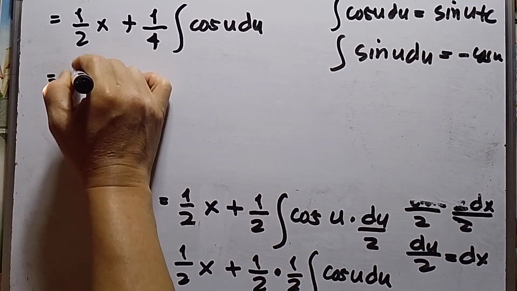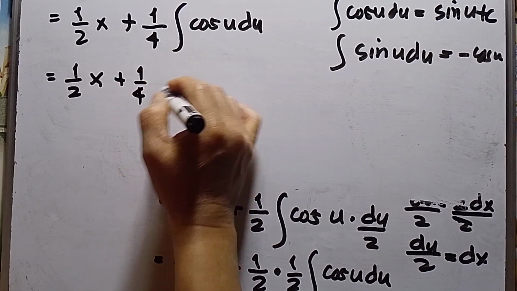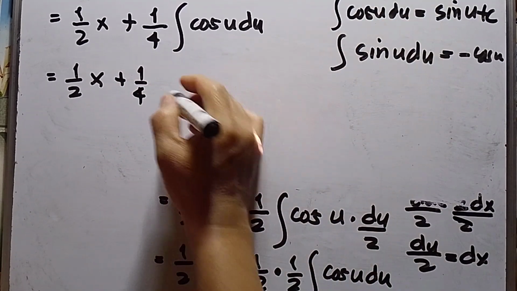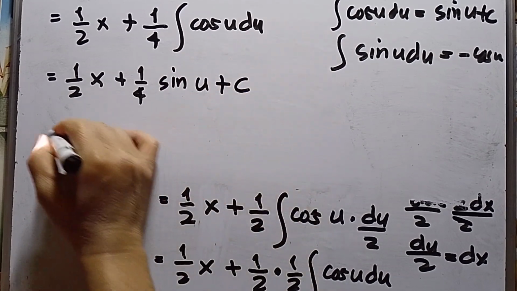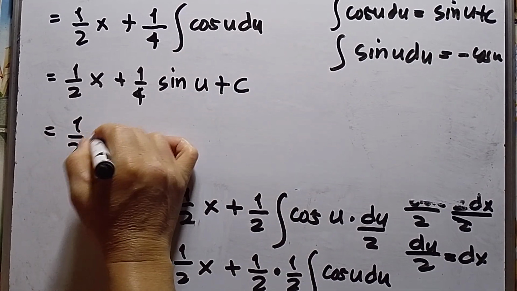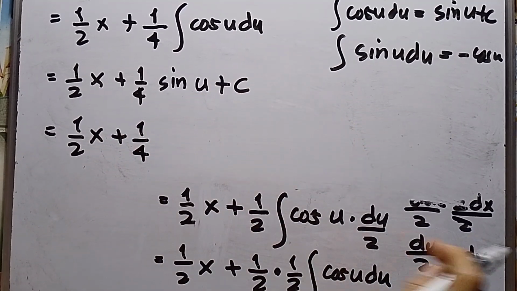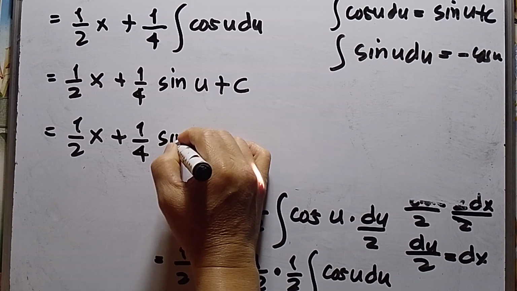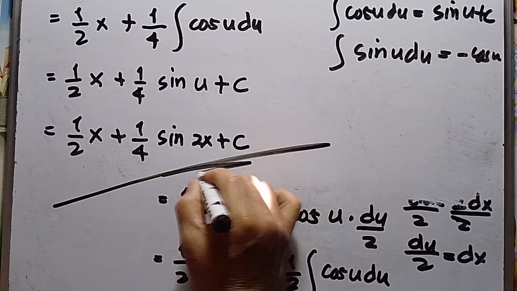So this will be 1 over 2 x plus 1 over 4. So integral of cosine u is sine u plus c. So this will be 1 over 2x plus 1 over 4. What is u? U is 2x. So this will be sine 2x plus c. That's my answer, and that's all.